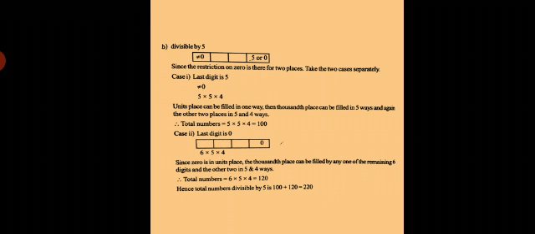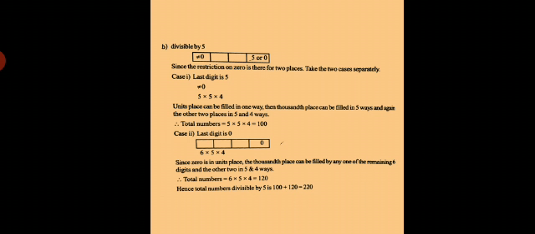Since the restriction on 0 is there for two places, take the two cases separately. First case is the last digit is 5. Here the last digit is not equal to 0. Therefore, the first number in the 1000 place should not be equal to 0. Therefore, the remaining digits we can write in the first place, that is equal to 5.